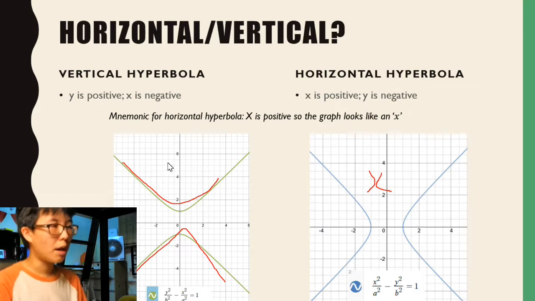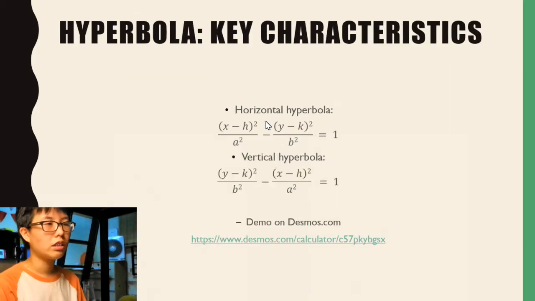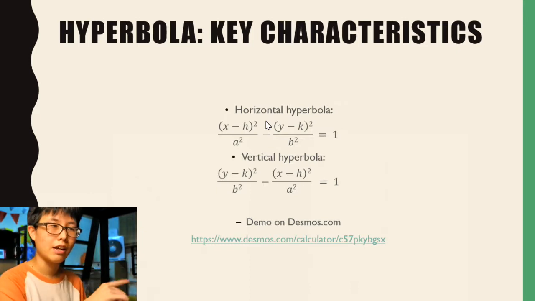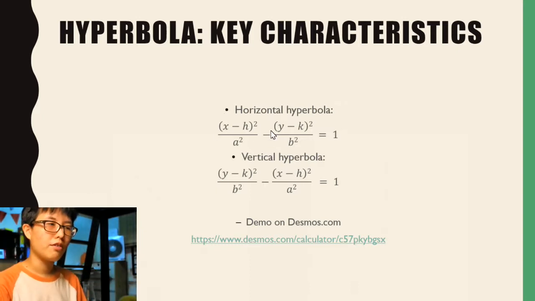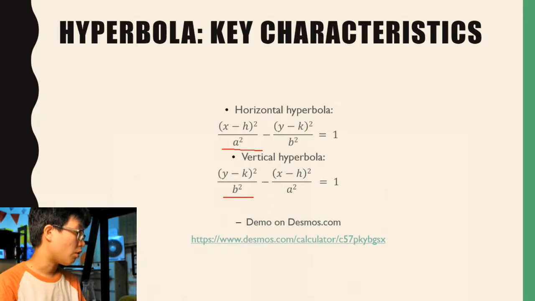And that's also my mnemonic for horizontal hyperbola. So if x is positive, the graph looks like how I would draw an x. Okay, so horizontal hyperbolas and vertical hyperbolas have slightly different equations. As you can see, you have to rearrange the equation such that one side has a 1 there and everything else looks like this. So if your x squared term is positive, then you have your horizontal hyperbola. If your y squared term is positive, then you have your vertical hyperbola. So now we're going to look at a demo on Desmos.com. So I'm just gonna go over there.